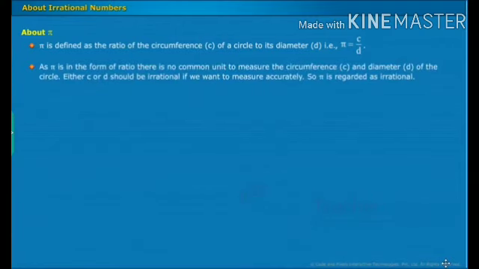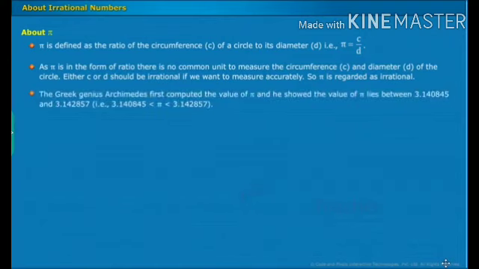About pi. Pi is defined as the ratio of the circumference c of a circle to its diameter d, that is pi equal to c by d. As pi is in the form of a ratio, there is no common unit to measure the circumference c and diameter d of the circle. Either c or d should be irrational if we want to measure accurately. So pi is regarded as irrational.